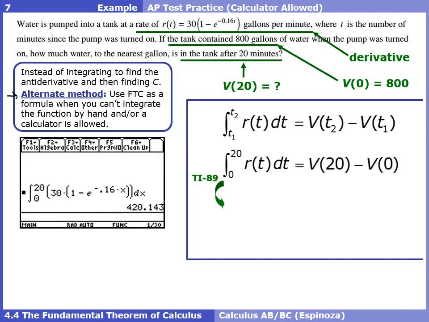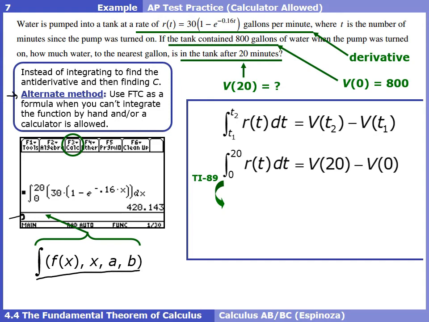420.143. So the way we type this into the calculator is we're going to go to F3, which is Calc, and we're going to choose the integral. That's going to put this little integral symbol right here on our line that we type stuff on. And then the format we need to follow, you can see below. We're going to put the function, comma x, comma a, which is the lower bound, comma b, which is the upper bound, and then close those parentheses. That's the format that you have to type into the calculator to get it to give you a definite integral.